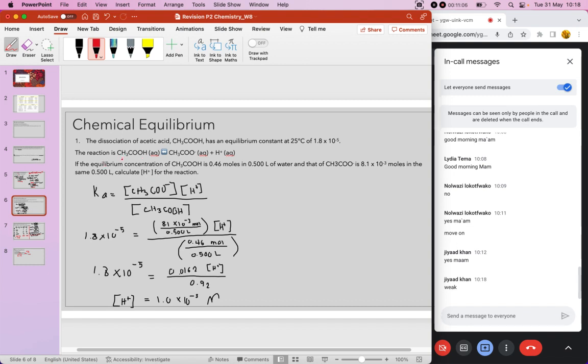The reaction is, remember with dissociation, we discussed that dissociation is when that compound or that acid or base dissociates into its constituent ions. So in this case, acetic acid undergoes dissociation, so it will become its ions, like you have your CH3COO minus plus your H plus.